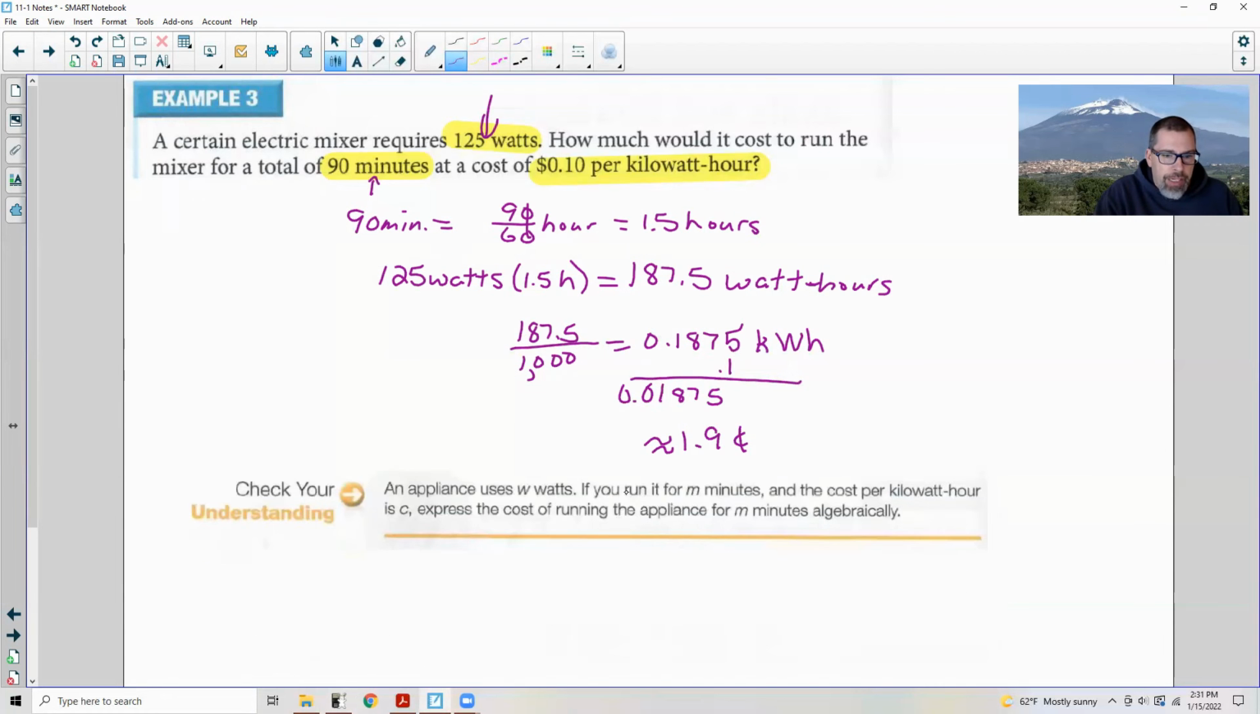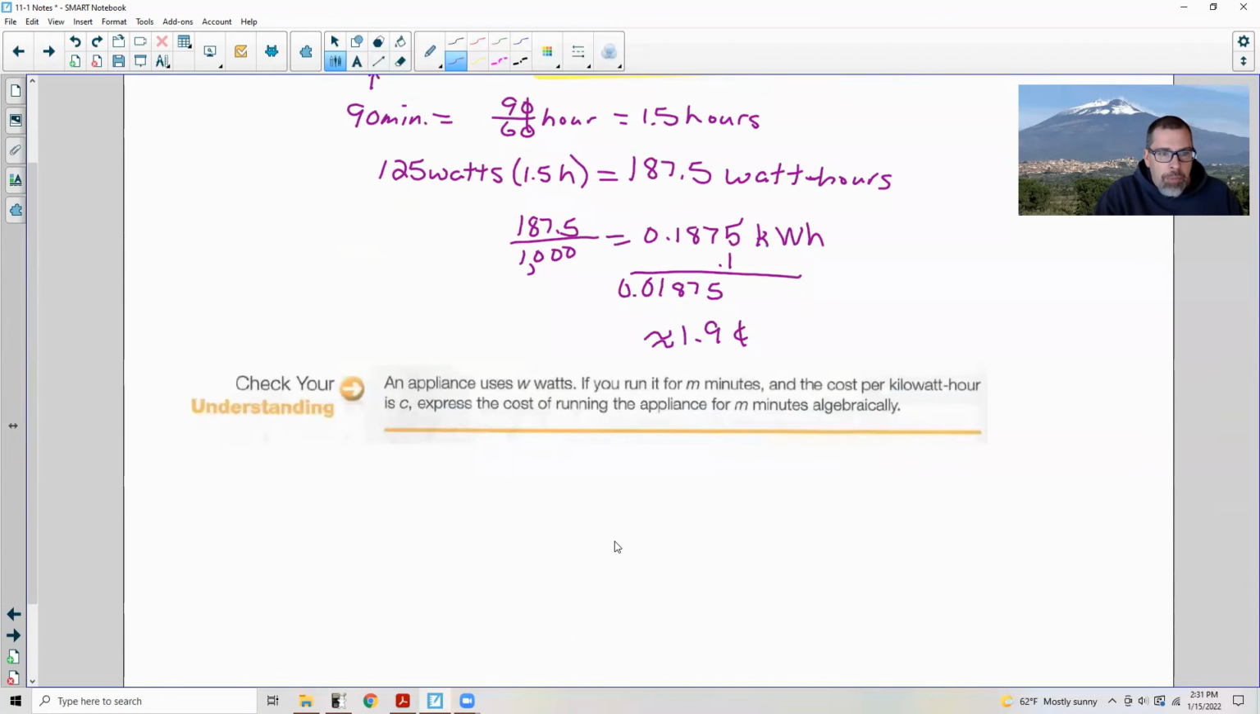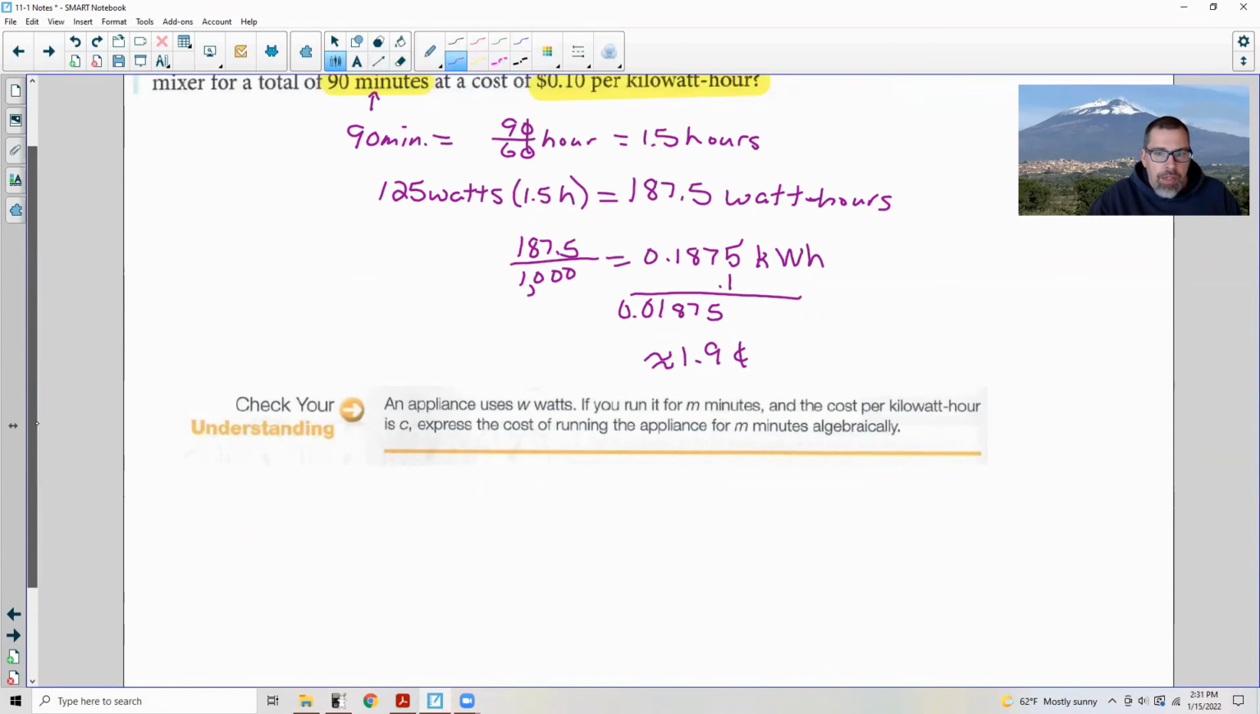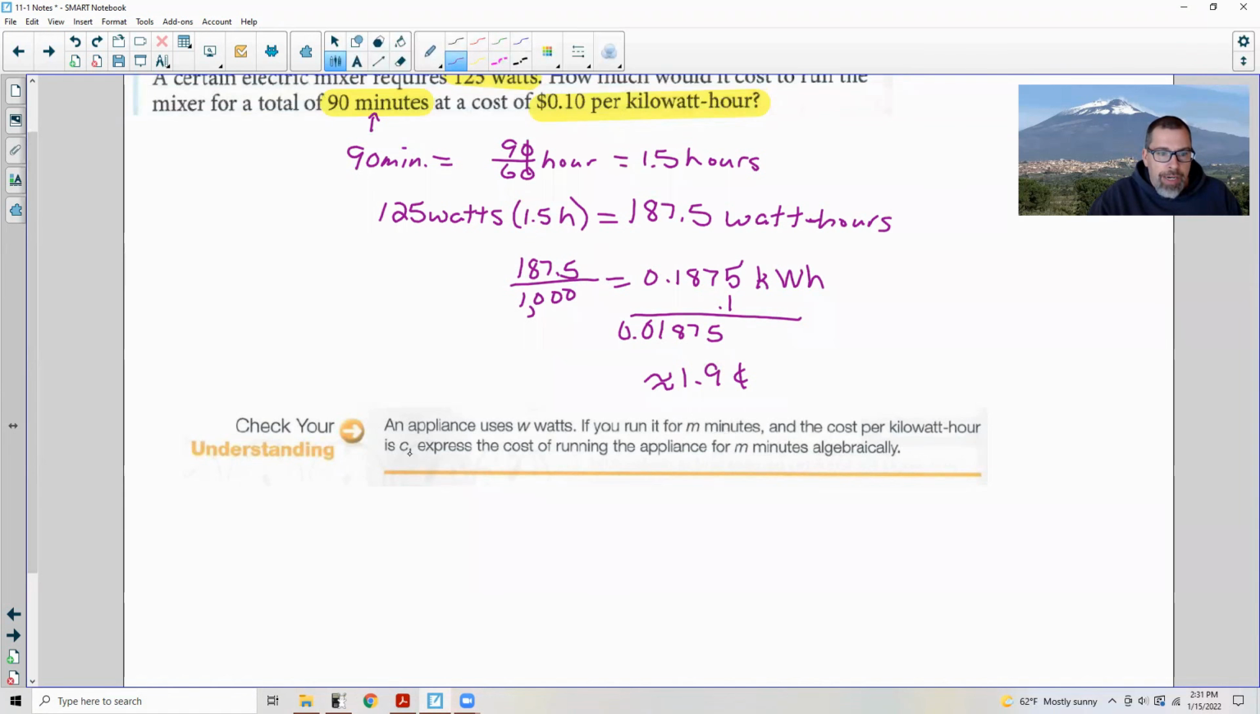All right, and now check your understanding. An appliance uses W watts. If you run it for M minutes, and the cost of a kilowatt hour is C, express the cost of running the appliance for M minutes algebraically. So remember what we're going to do here is, what did we do up here?